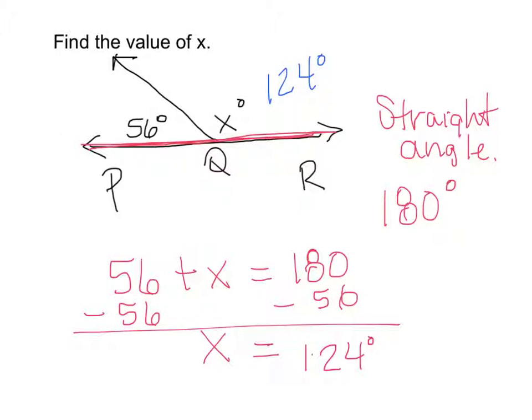These are pretty easy problems to do. Just remember, if two angles are complementary and you're asked to find the measure of an angle, then you're going to be subtracting from 90 instead of 180. Believe it or not, that is a short lesson for you, and that is the end of this lesson.